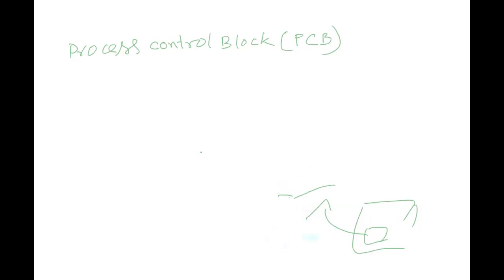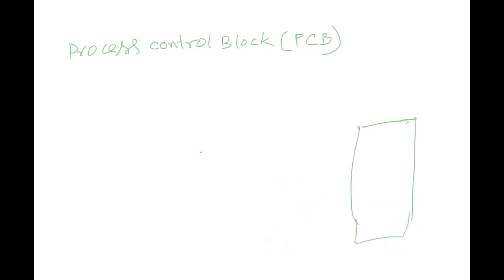A process can contain several items or several ingredients. First, it contains the text. Not only text, actually text is nothing but your program or code. First is text or code, and this is the code part. If you write a program, this is the program part.